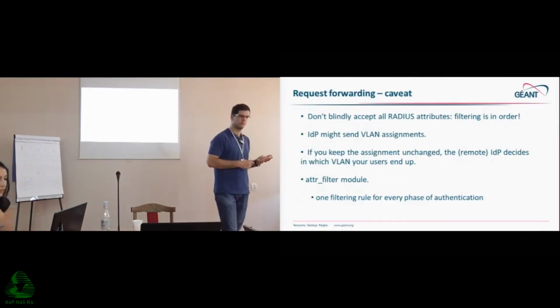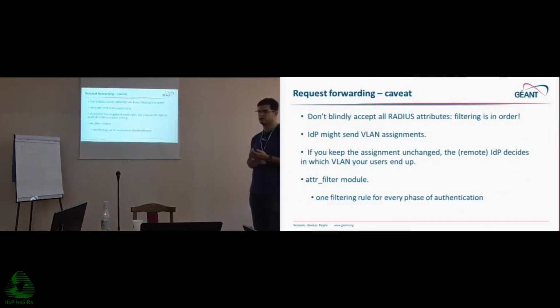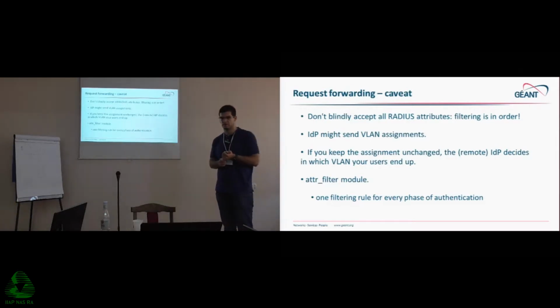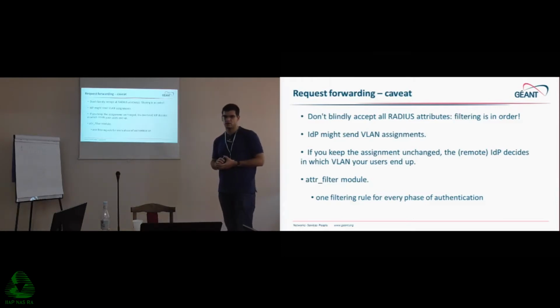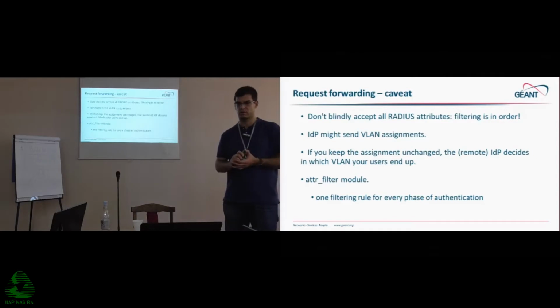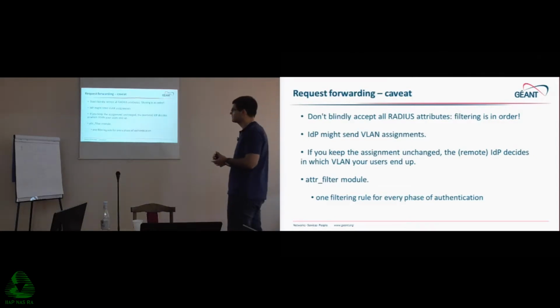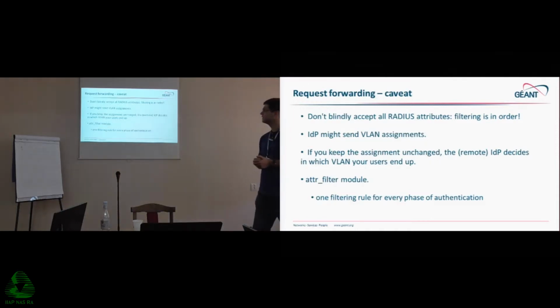You should also take care that you shouldn't accept all RADIUS attributes. They need to be filtered. Why? Because the IdP, as we mentioned already, can send VLAN assignments. And what can happen? For example, one of your users is roaming somewhere, and you send those attributes. Then if such a VLAN exists, your user can gain, even though he's authenticated, unauthorized access to that remote VLAN, which is not good. So you should keep the assignment unchanged, and then the remote IdP decides in which VLAN your users end up.